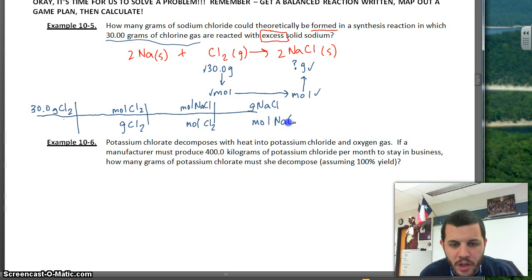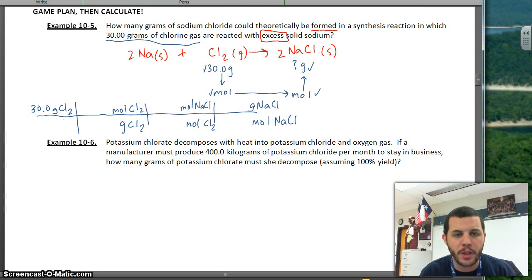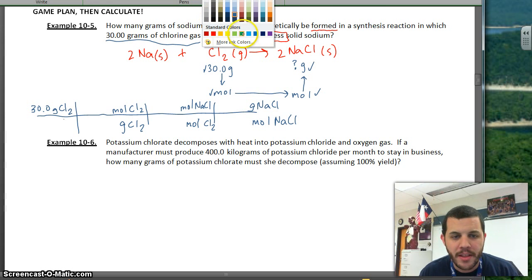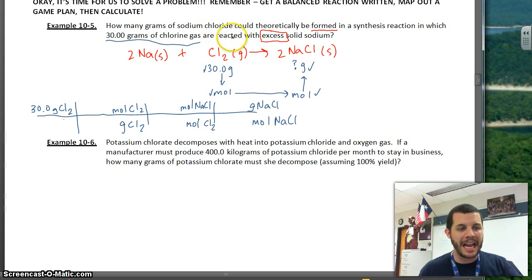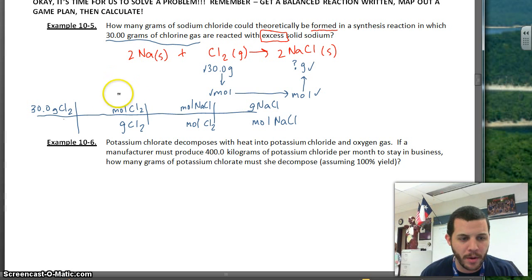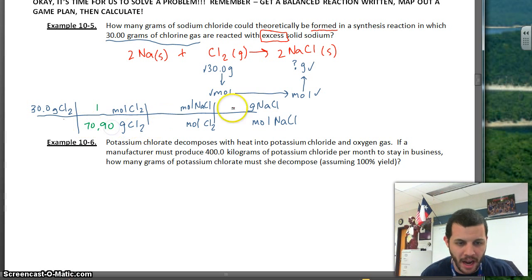Now all I have to do is fill in the numbers based on the relationships that I've already learned in the last unit and a little bit in this unit. So for this, I'm going to put a 1 with my moles, and I'm going to put the molar mass with grams. So Cl is 35.45, times 2 is 70.90.